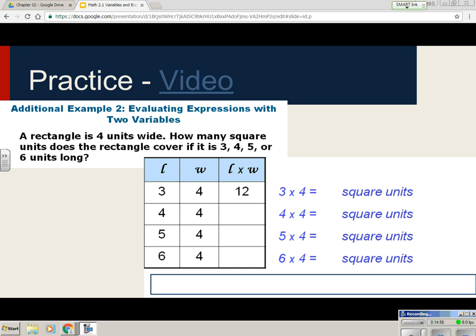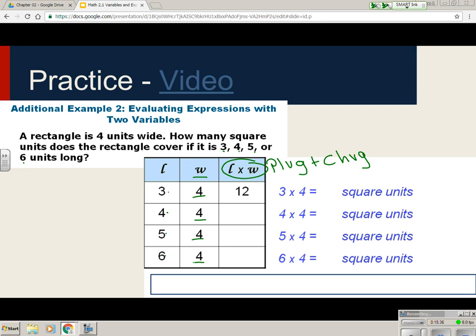All right, so in our scenario, it told us that every single one of our answers is going to have 4 for width. Okay? But it also told us that the length may change. And it gave us 3, 4, 5, or 6. So you make a table showing your length of 3, length of 4, length of 5, length of 6. Width is the same all the way across. And now we know, looking at the expression L times W, which has 2 variables, all we have to do is plug the numbers in that we are given and chug out an answer.